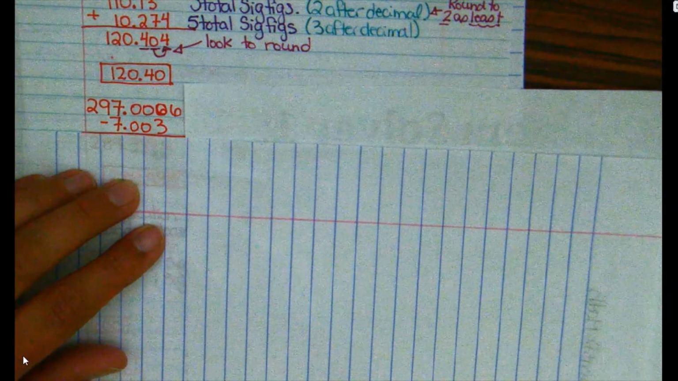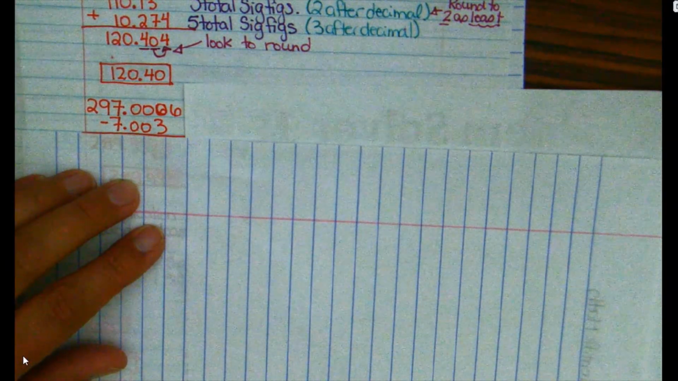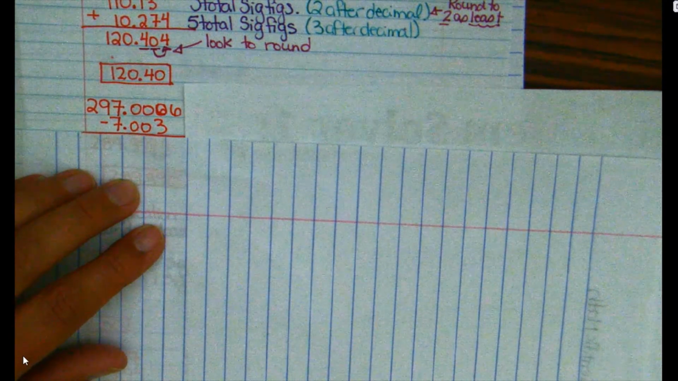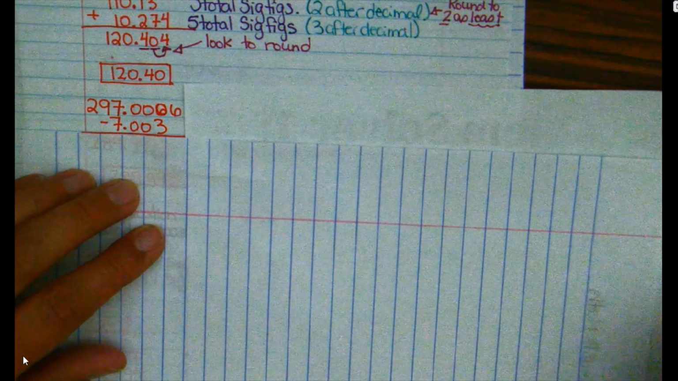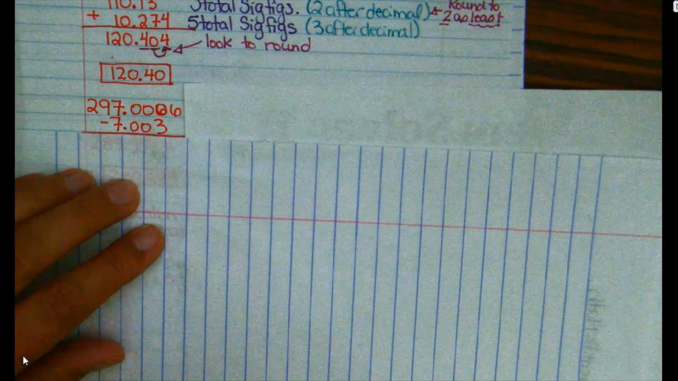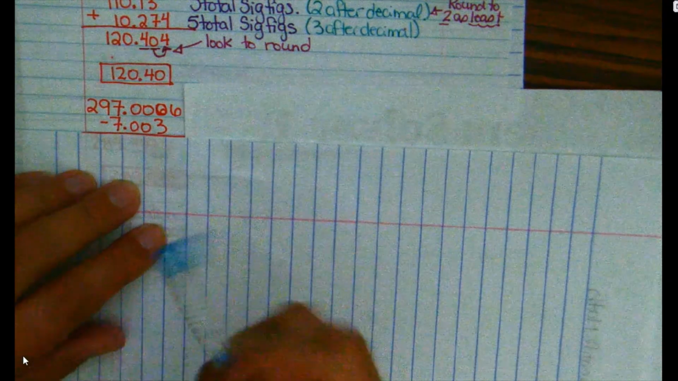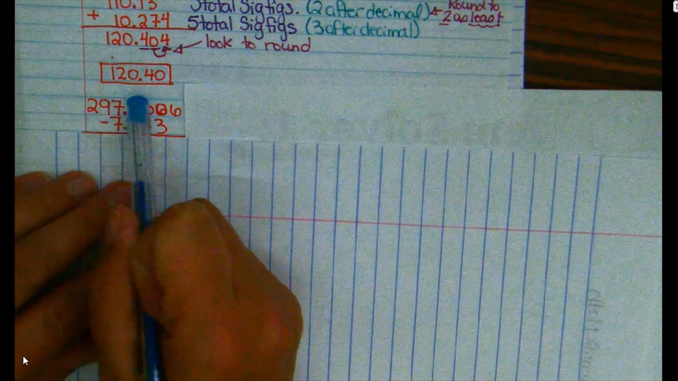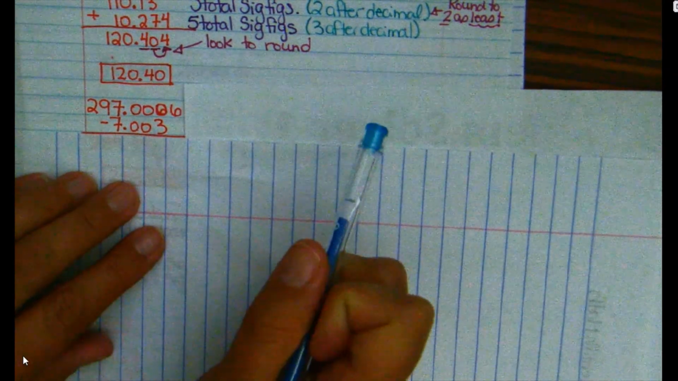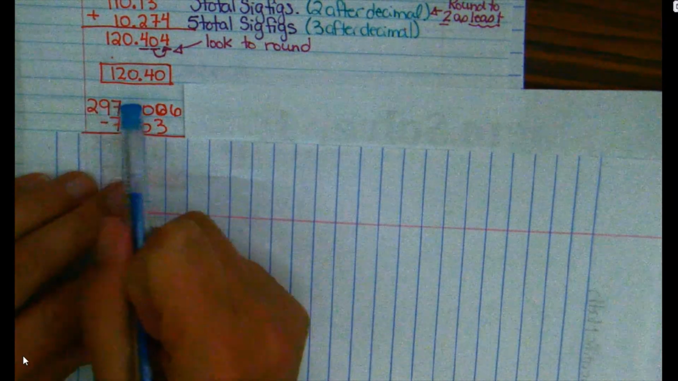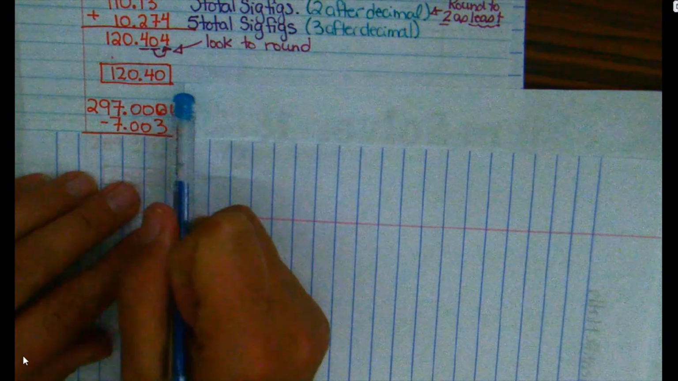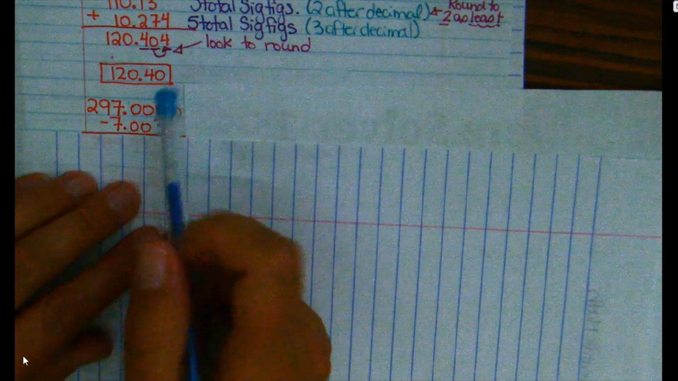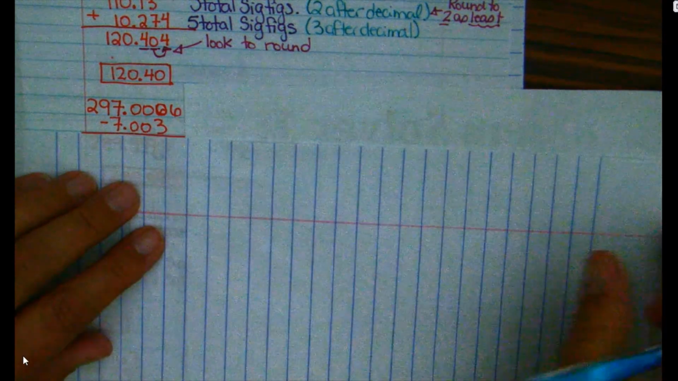Okay, let's try another problem. Let's do 297.0006 minus 7.003. So the first thing to note is let's count the total number of significant figures for each of the numbers. For number 1, we have 1, 2, 3, 4, 5, 6, 7 significant figures. And if you're wondering why it's 7, remember zeros between non-zero numbers are always significant. On this one, we have 1, 2, 3, 4, same reason.